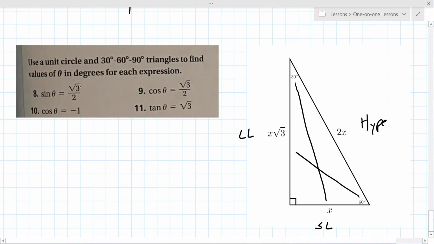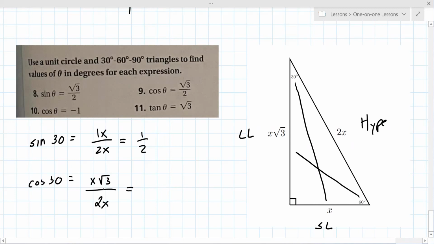So we're just going to do a few of these. I'm going to look at this 30 and say, what is the sine of 30? The sine of 30 is the opposite over the hypotenuse. Do you follow that? So that's x over 2x. What does that simplify to? 1/2. Very good. How about the cosine of 30? That's the adjacent leg over the hypotenuse. The x's cancel and you get the square root of 3 over 2.